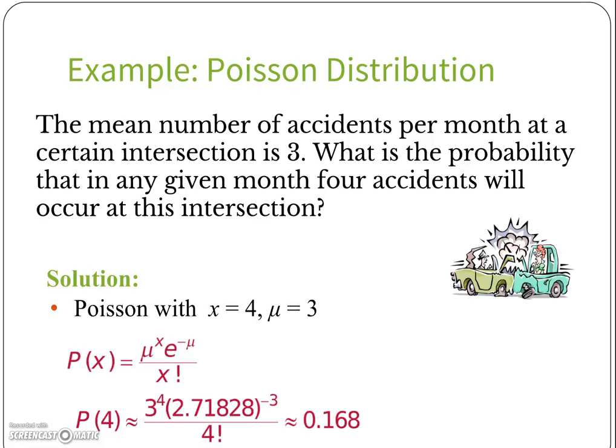So since we are calculating what is the probability that in any given month 4 accidents will occur in this intersection, the probability that 4 accidents will occur in a month is about 0.168. So, about a 16% chance that 4 accidents will occur in this intersection in a given month. So kind of high when you're talking about accidents. Okay, so that is an example of a Poisson. We also did the geometric distribution.